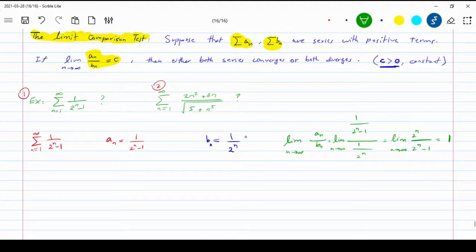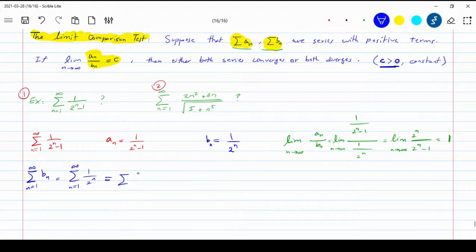So what does it tell me? It tells me that however the series of an behaves, the series of bn behaves exactly the same. So what do I know about the series of bn's? What is the summation of bn's, n from 1 to infinity, which is the summation of 1 over 2 to the power n, n from 1 to infinity? This is a geometric series.